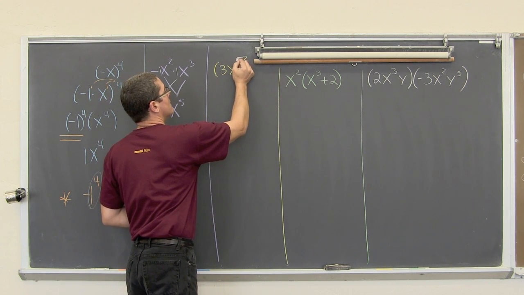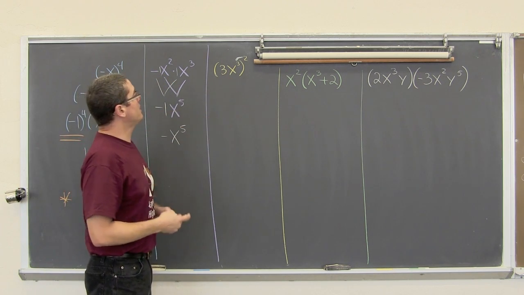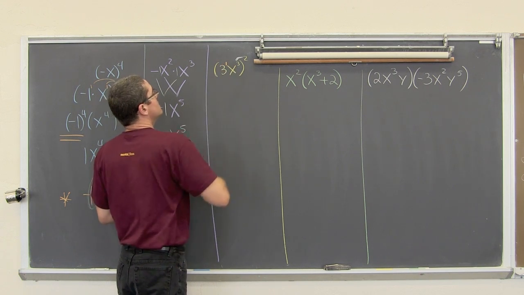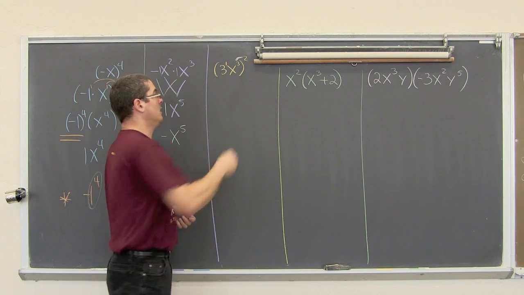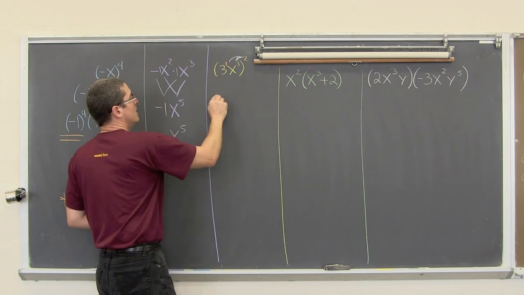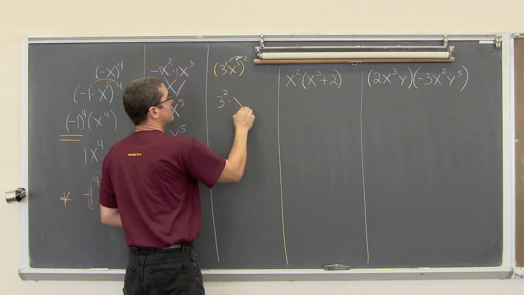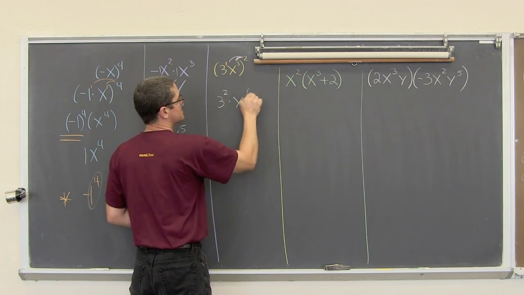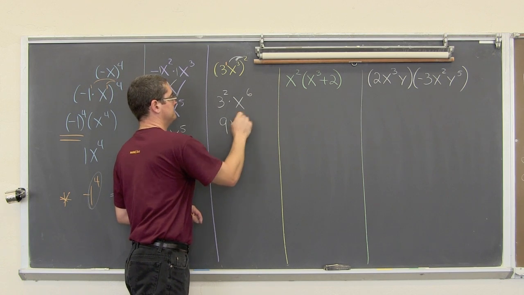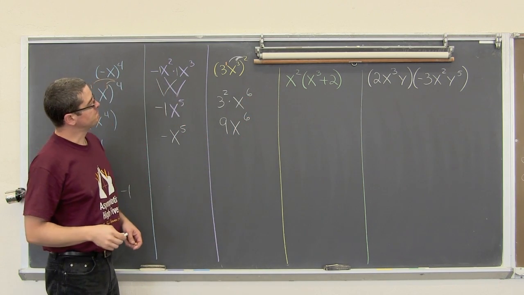But what do we do with the 3 that's out front? Well, that 3 also has an exponent of 1. So when we apply the power to power property, it's going to be 2 times 3 and then 2 times 1. So this is going to come out to be 3 squared, because 1 times 2 is 2, times x, and then 3 times 2 is 6. Now 3 squared is equal to 9. 9x to the 6th.